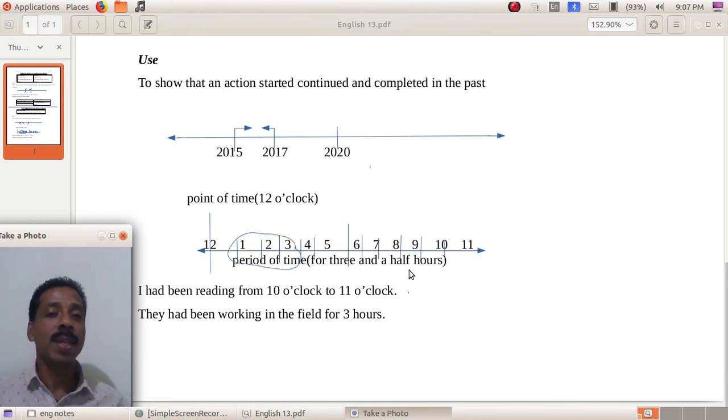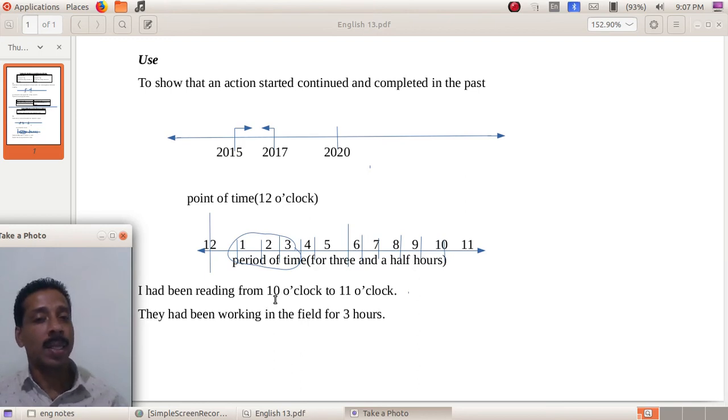Just keep in mind that if you are using since, it should be a particular year, a particular month, day, or hour. And if it is for, it should be a period of time. That means a number of points coming together form a period.